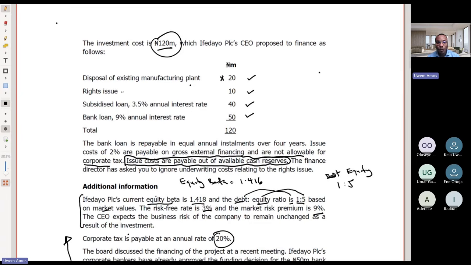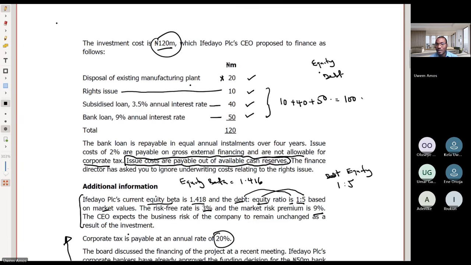Right issue is a form of financing. So you can raise finance through equity, which includes right issue. You can raise finance through debt. Subsidized loan is a loan. Bank loan is a loan. So our external financing would be our 10 plus 40 plus 50. So how much is that? That would be 100 million.